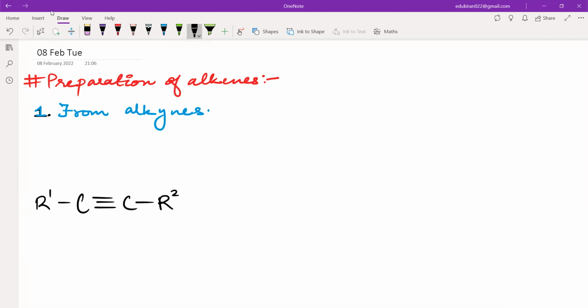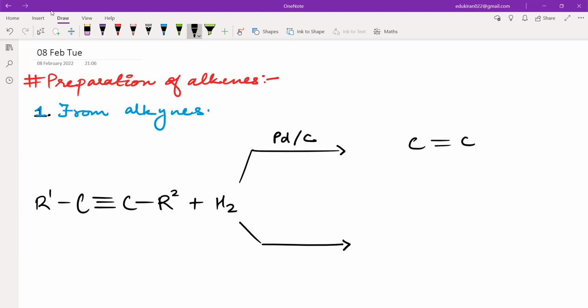If I add H2 to it, 1 mole of H2, now it depends what is the condition that I'm giving. So if I do this in the presence of palladium and charcoal, then I am going to get C double bond C, and in this R2 and R1 will be in cis position, and the hydrogen will also be in cis position. So what I will be getting? I will be getting a cis alkene.